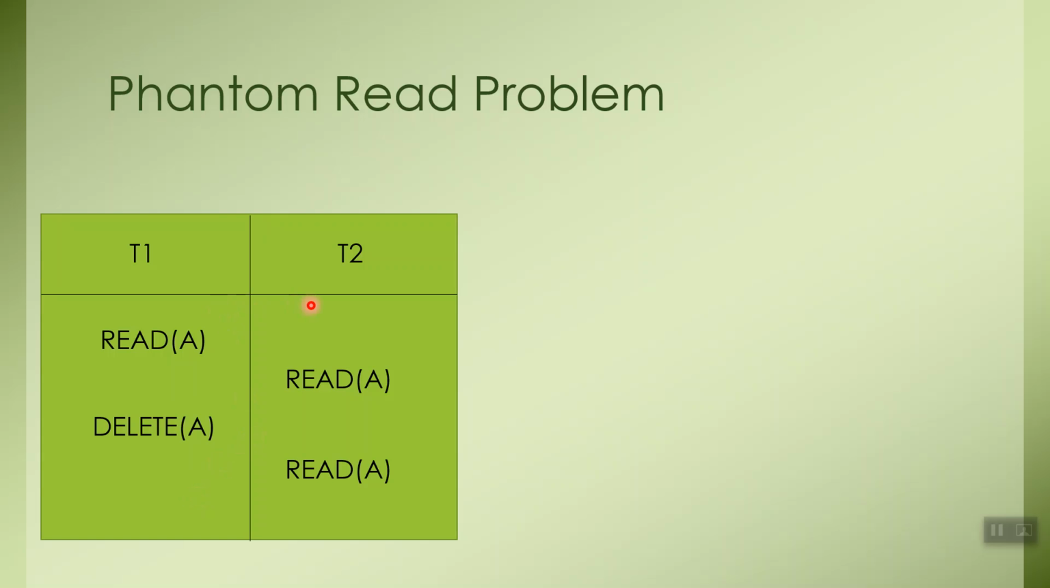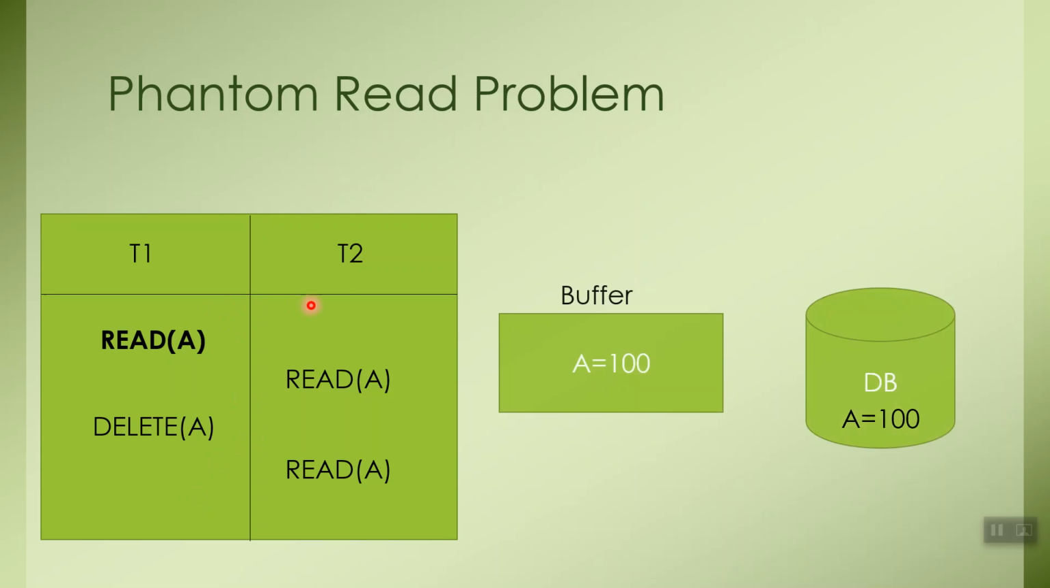Now there are two transactions T1 and T2. Now T1 starts the execution. It reads the value of A from the database and brings it into the buffer. Then the context switch happens. T2 gets the chance to execute. T2 reads the value of A, which is 100. Okay. And then T1 deletes the data item A entirely, right? That is from the buffer as well as from the database.